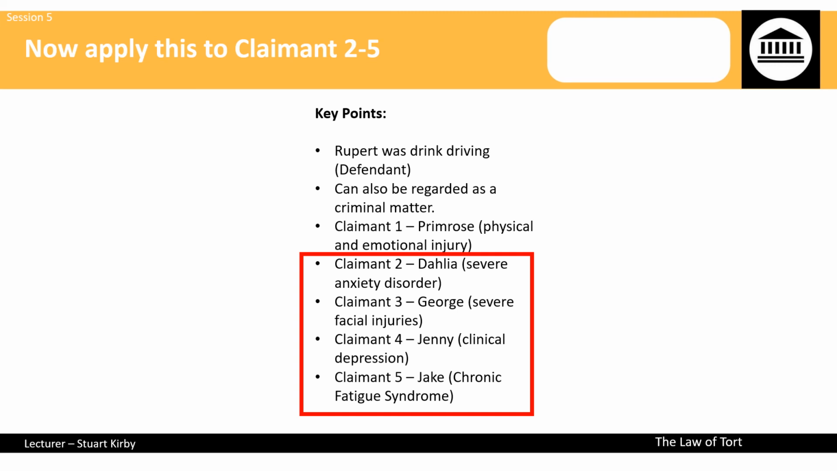So I think you have all the resources now to at least produce a good assignment. As I said before, there are resources on Moodle, and of course there's a lot of resources on YouTube and the internet in general about the cases I've mentioned, and also anything around nervous shock claims and things like that from other previous cases.